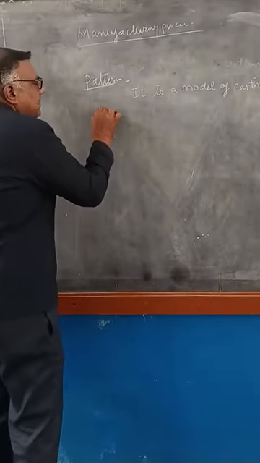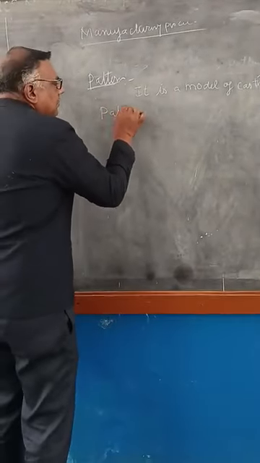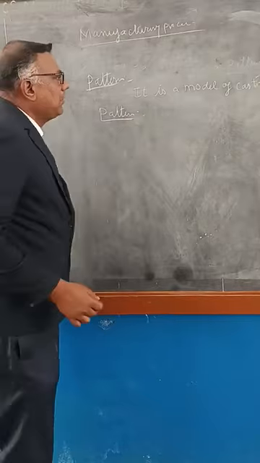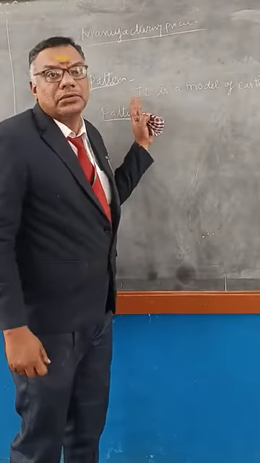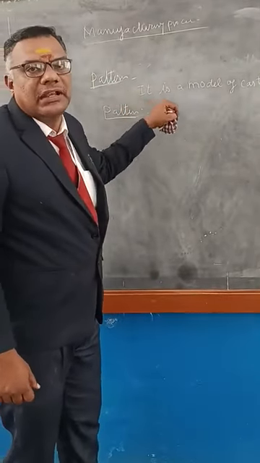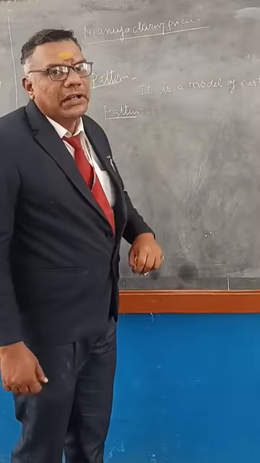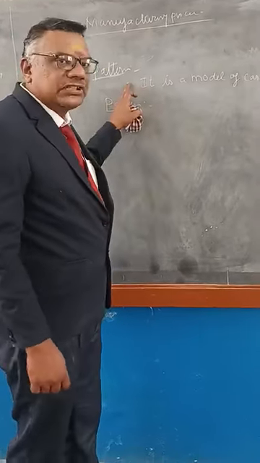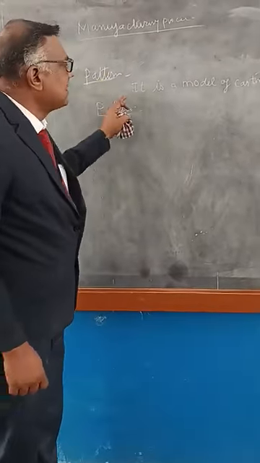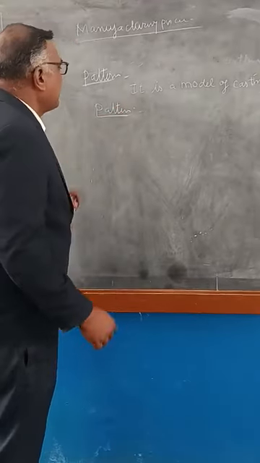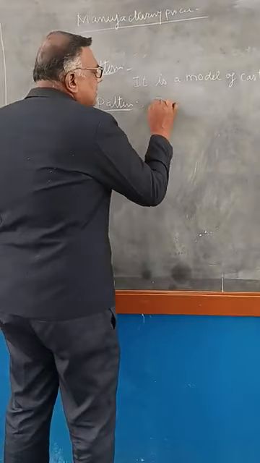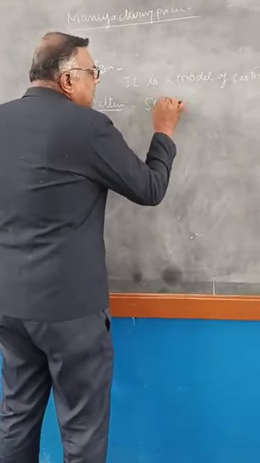There are different types of pattern materials. We already know that for making a casting we need a mold cavity, and for preparing this mold cavity we need this pattern. So pattern is the model of the casting. What are the different types of pattern? The first one is the solid pattern.